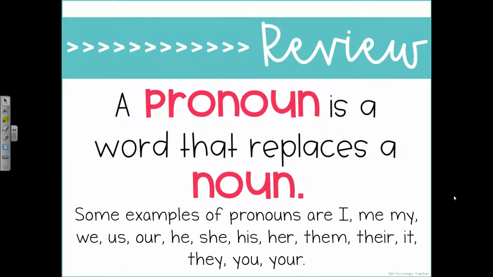Lastly, we discussed pronouns. A pronoun is a word that replaces a noun. Some examples of pronouns include I, me, my, we, us, our, he, she, his, her, them, their, it, they, you, and your.